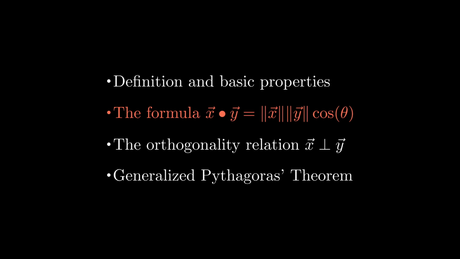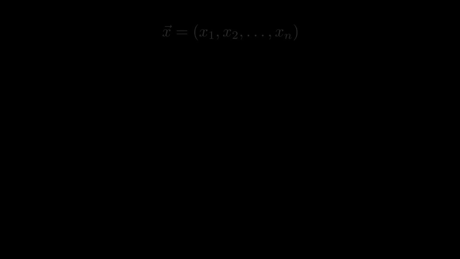And in particular, what does it mean for that angle to be 90 degrees, which is to say, what does it mean for two vectors to be orthogonal to each other? So using these ideas, we'll be able to state and prove a generalized version of Pythagoras' theorem.